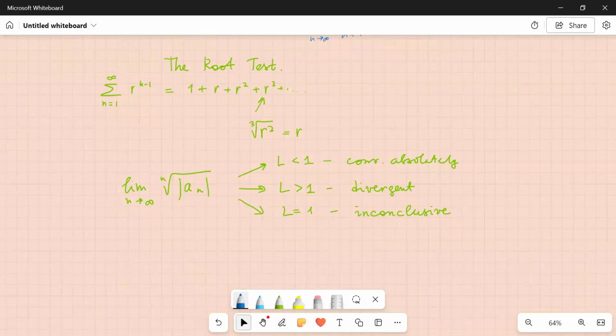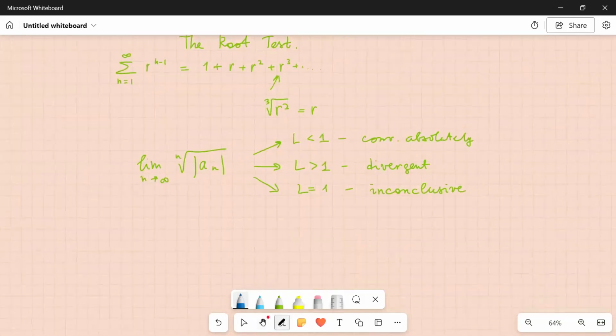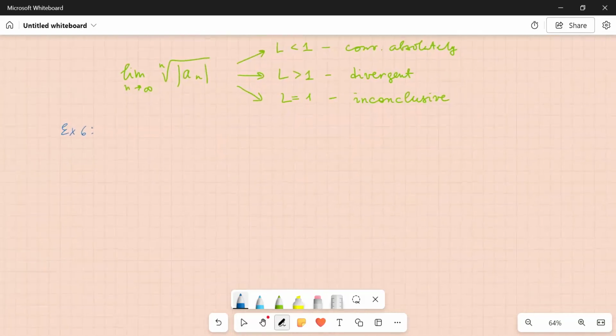Let's consider an example. Example number 6. Well, I'm going to consider a long, complicated series, obviously connected to geometric series because it's going to have lots of nth powers. So a kind of complicated series, 10 to the power of n over 4 to the power of 2n plus 1. Again, I'm going to use the root test, and you will see that the root test sometimes is a little bit longer than the ratio test.